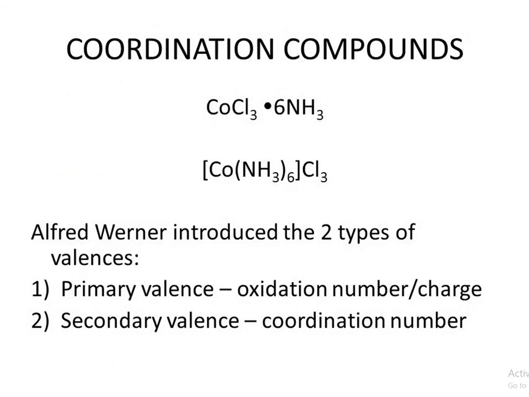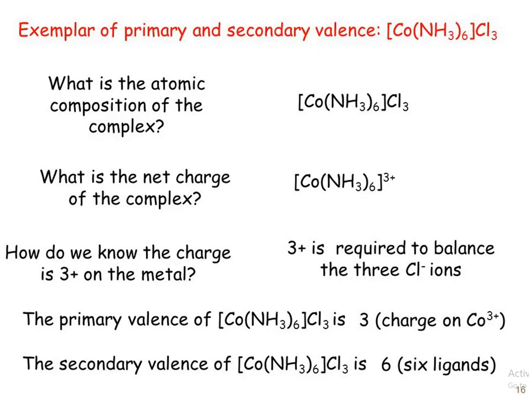So, Alfred Werner finally introduced two types of valencies. Primary valence, which is the oxidation number or charge, and secondary valency, which is the coordination number. Examples of primary and secondary valency you can see for this formula, where cobalt is bonded to 6 ammonia in a square bracket and 3 chloride ions are counter ions. What is the atomic composition of the complex? You can see the formula.